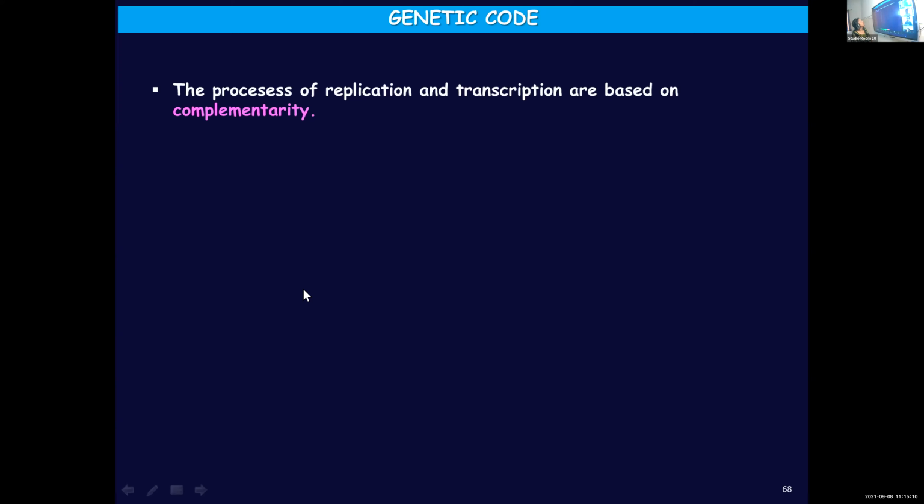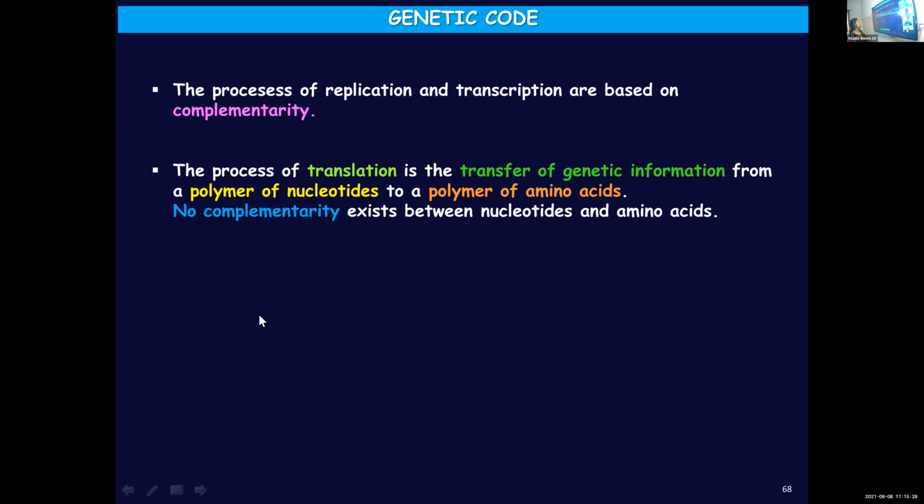The process of replication and transcription, as we have already learned, is based on complementarity. Based on the complementarity of these nitrogen bases only, both these processes take place. Whether it is replication or transcription, both are based on the rule of complementarity. So we already learned what is replication and transcription. In replication, genetic information from DNA is copied to DNA, whereas in transcription, the genetic information from DNA is copied to RNA.